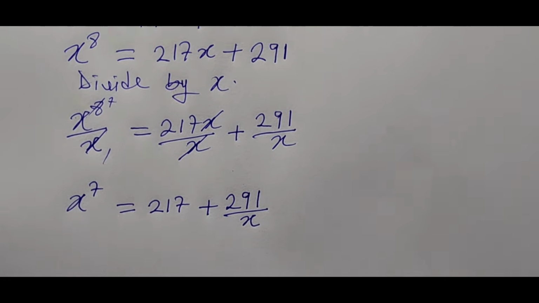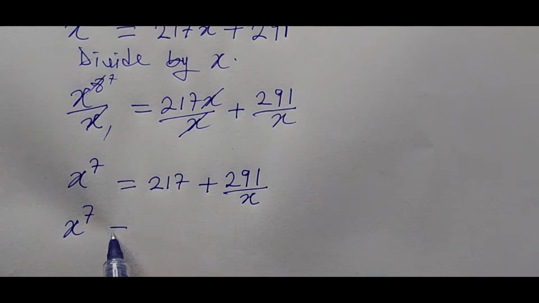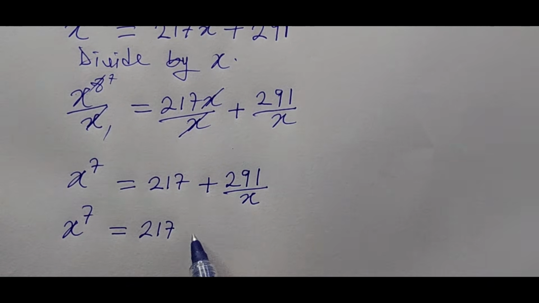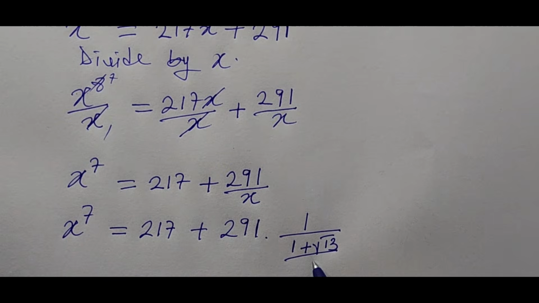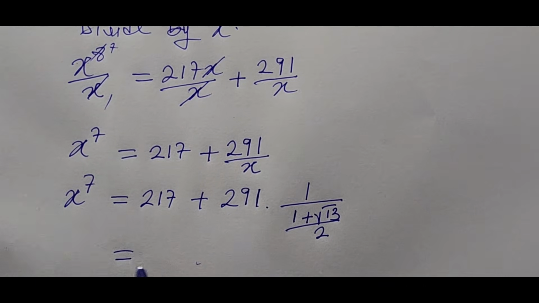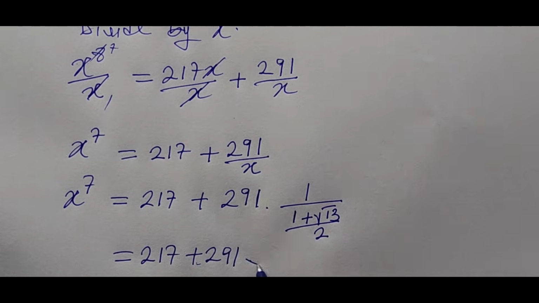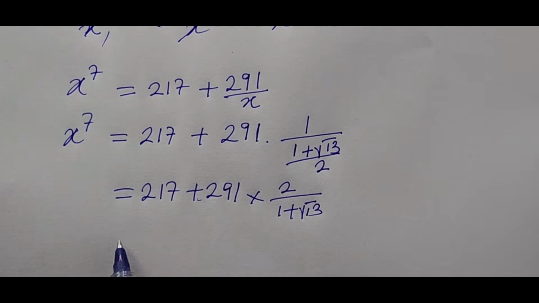Okay, so we're going to put the whole of that value into this system here. So if we do that, we're going to have x to the power of 7 is equal to 217 there plus 291 times 1 there plus root 13 all over 2. Wow. So if we simplify this, this is going to give us 217 plus 291 there times 2 all over 1 plus root 13. Wow. So we're moving gradually.